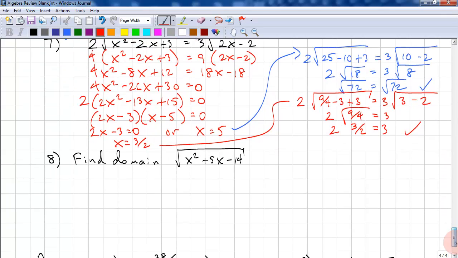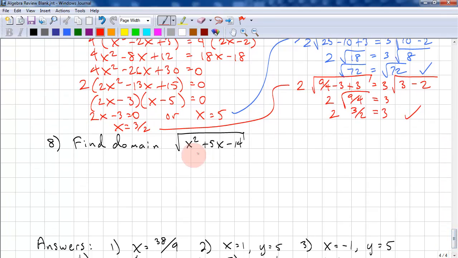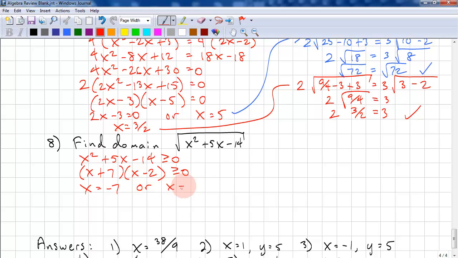Last question, find the domain. Remember, we need the radicand to be greater than or equal to 0, so x squared plus 5x minus 14 is greater than or equal to 0. We factor. Factors of 14, because this is minus, we're looking for a difference. And the difference needs to be 5. So we have plus 7 and minus 2. x equals negative 7 or x equals 2. Those are our boundaries.